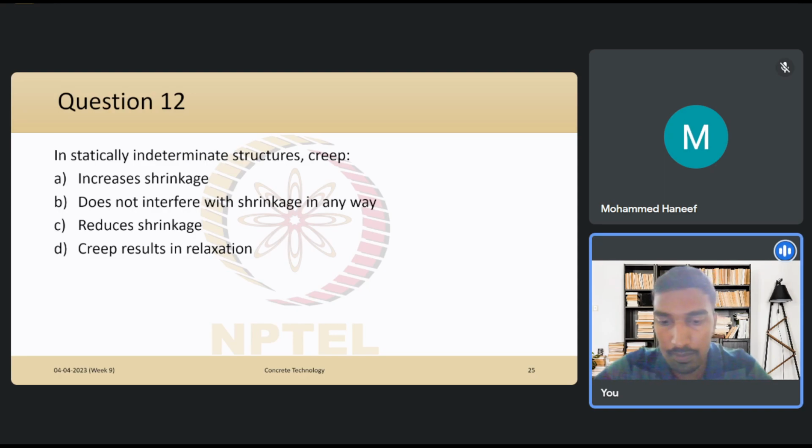Let me just recreate the poll because this is a multiple answer question. So maybe one or more options can be correct. So I'm just recreating the poll. Okay, the poll is launched again. So this is a multiple answer question.